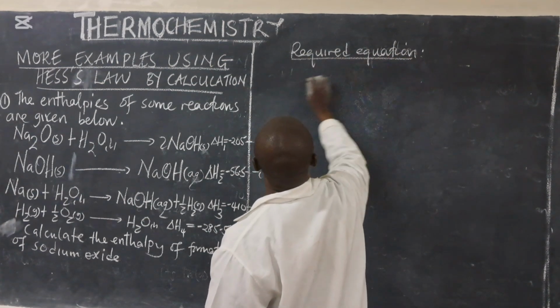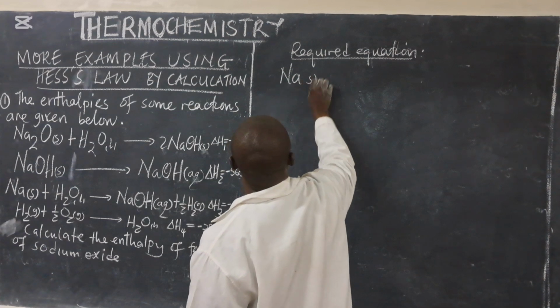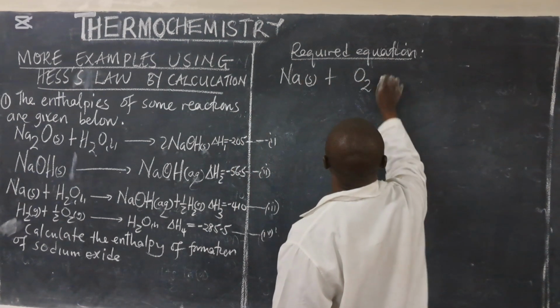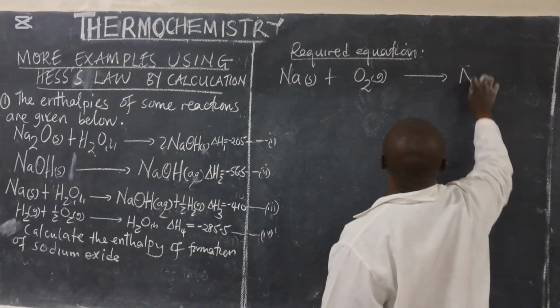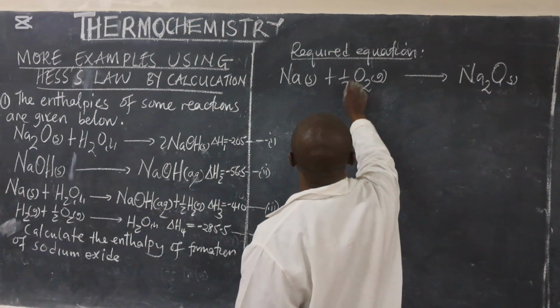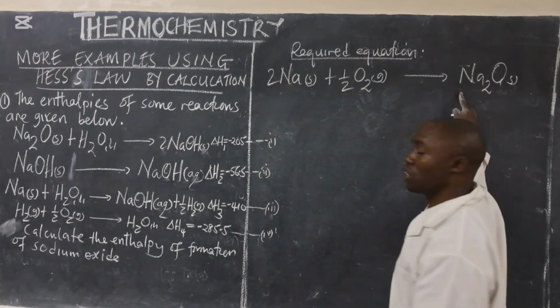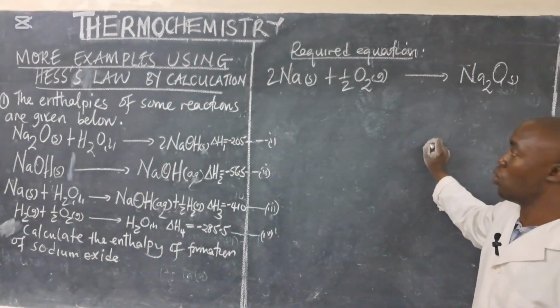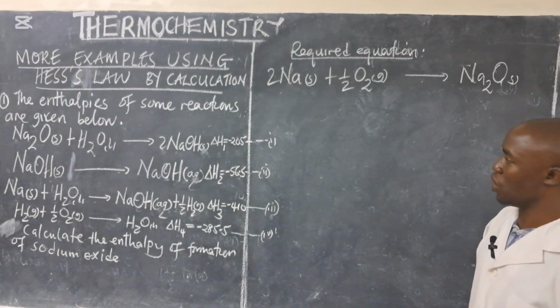So I have sodium oxide, which is formed from sodium and oxygen. So this is the required equation. I don't balance it this way because I must form 1 mole. Now let's follow the equations logically.